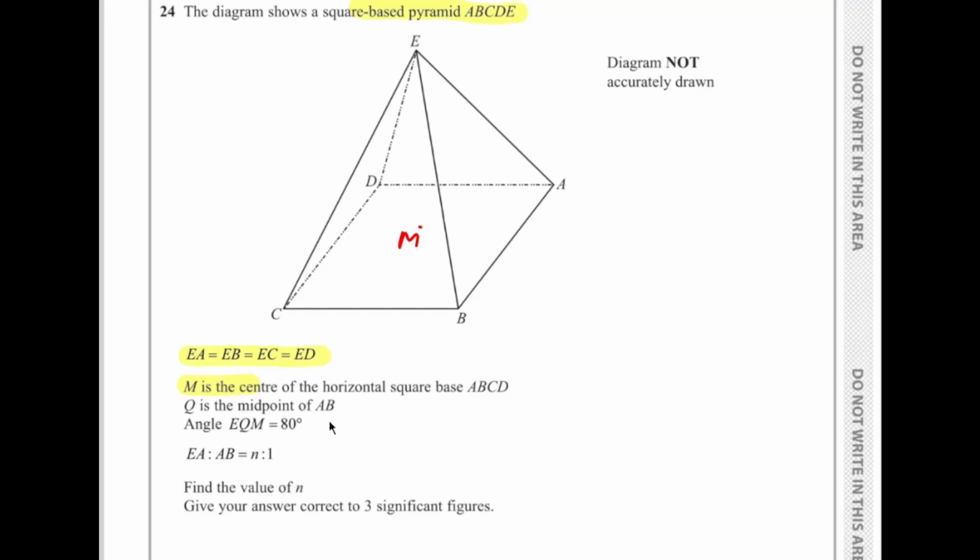Q is the midpoint of AB. Then Q might be somewhere here. This side is equal to this side because it is the midpoint.